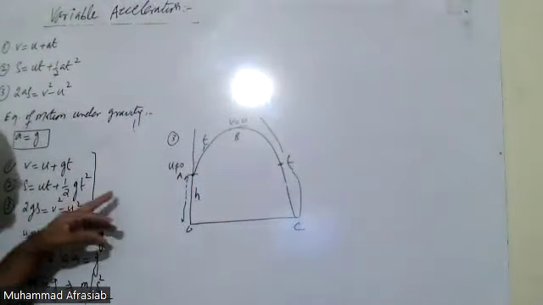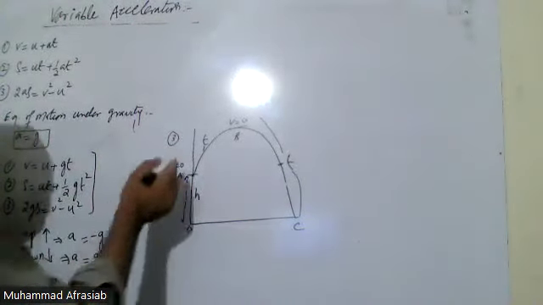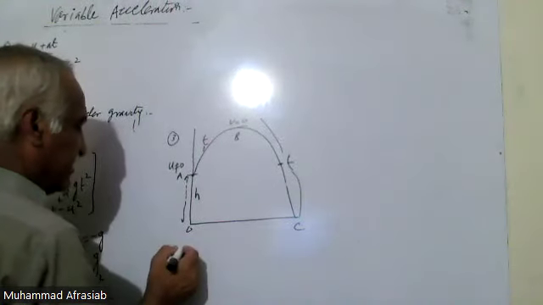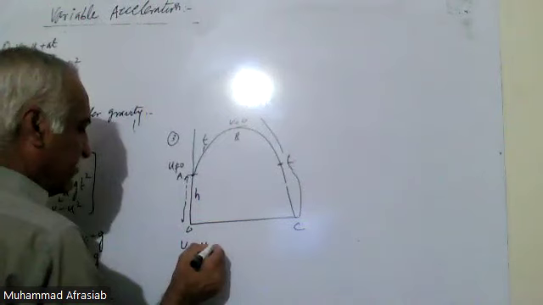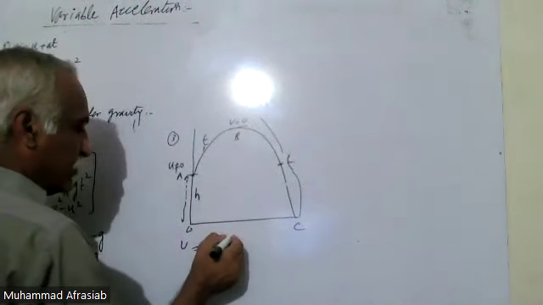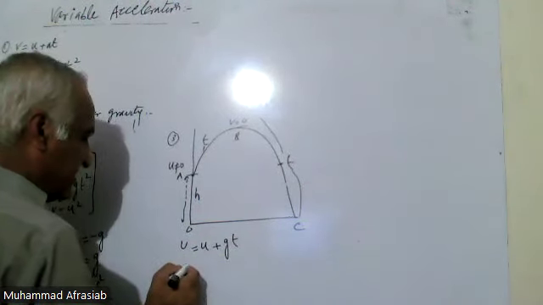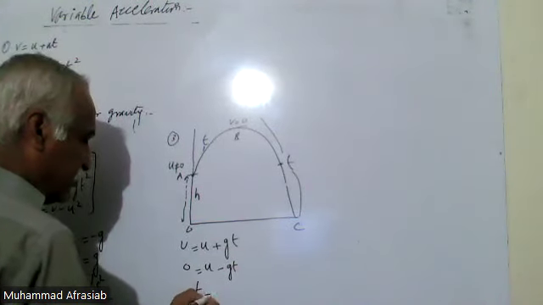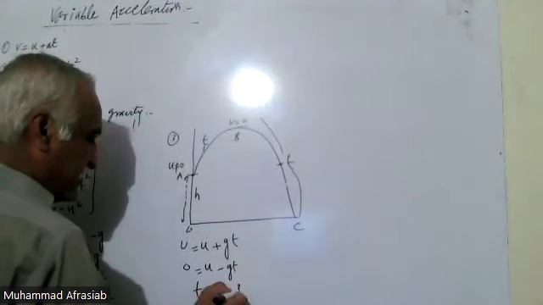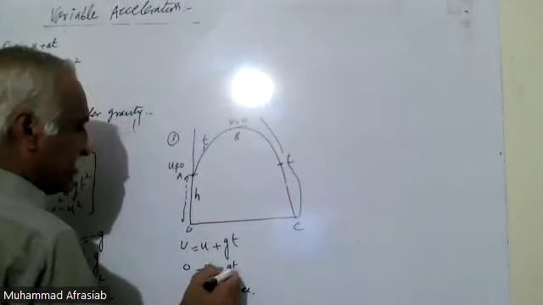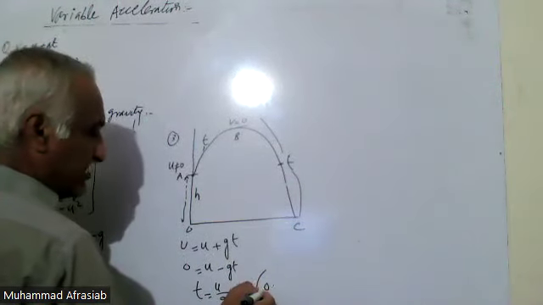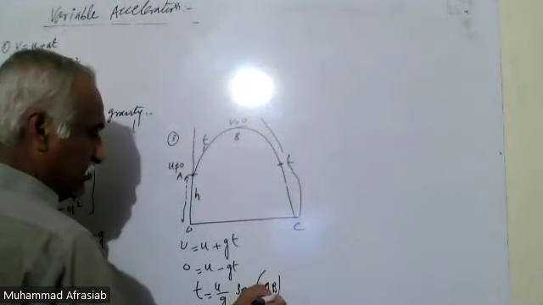For this particle, u is not equal to 0 and v is equal to 0. So first you will calculate the time, v = u + gt. v is 0, g is minus, so t = u/g seconds. That is the time taken by this particle from A to B.